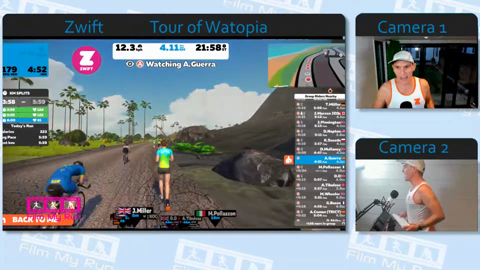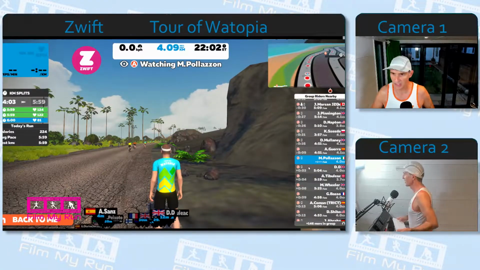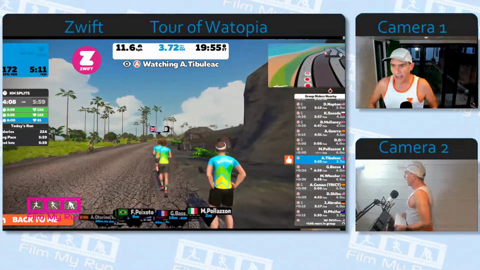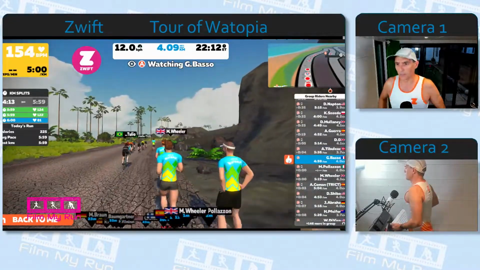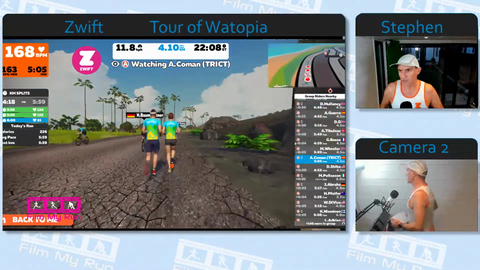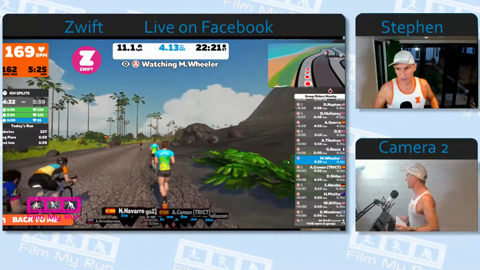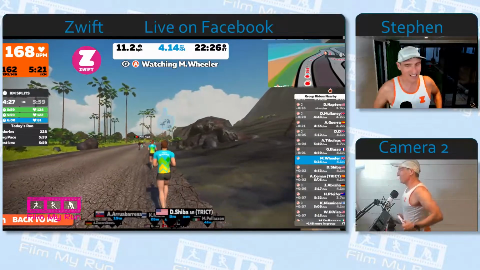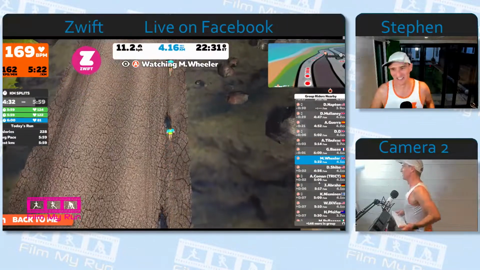Guerra from Spain. And Polazon has stopped. DD from the UK, well done to you, another female athlete. And Tribulac from Denmark. Basso from France. And Coman from Spain. Did I miss Wheeler there? From the UK, well done to you. Nice muscly body there. I always like the muscly avatars. I always wonder what they must look like in real life.